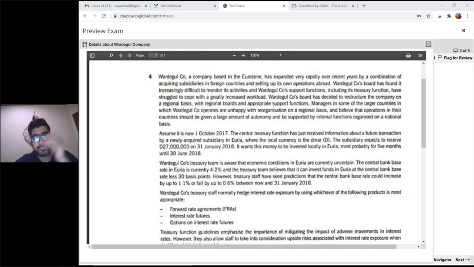now and 31st January. So there's always a risk that when you're investing money later, rates may go up, rates may go down. Verdicol's treasury staff normally hedge interest rate exposure by using whichever of the following methods, that is FRAs, futures, and options.